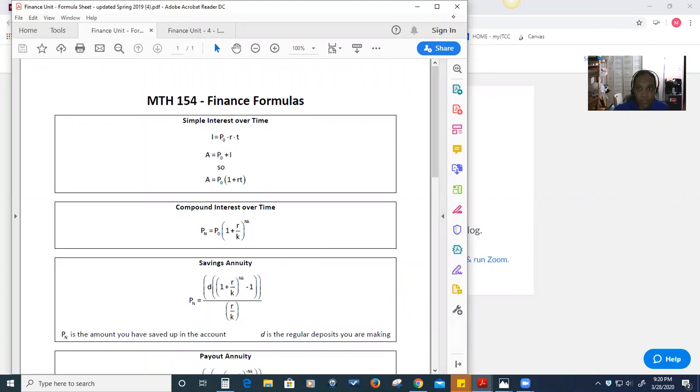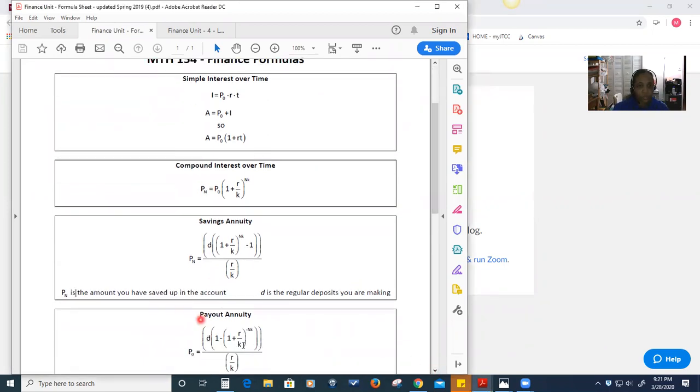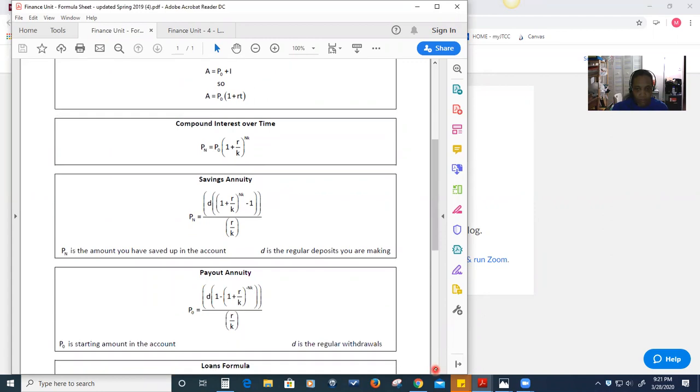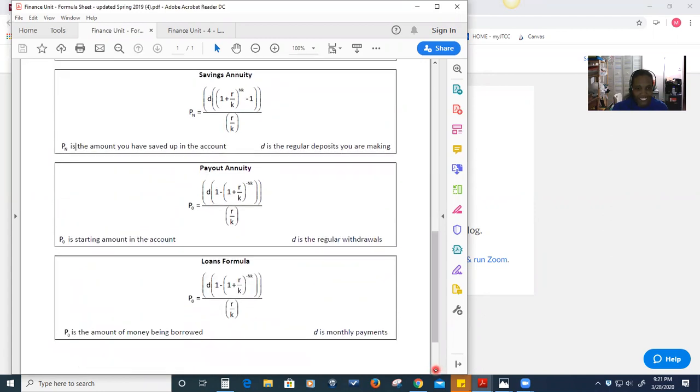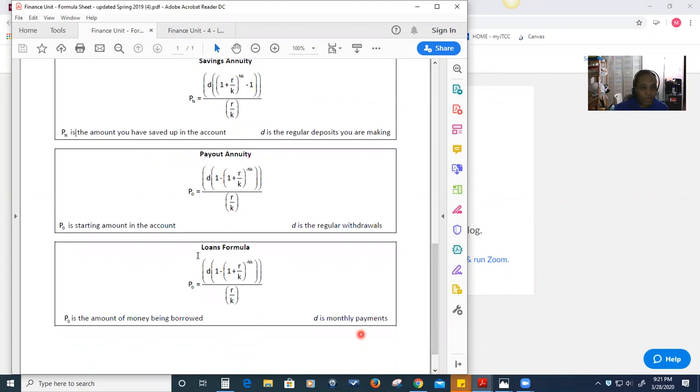So these are the formulas that we've learned so far. We've done, let me grab my red dot here. We've done the simple interest formula, okay? We've done the plain compound interest formula. We've worked with the savings annuity formula, and we've worked with the payout annuity formula, okay? So this is our last one. You have made it to the end. Congratulations. So this time we're working with the loans formula, all right?